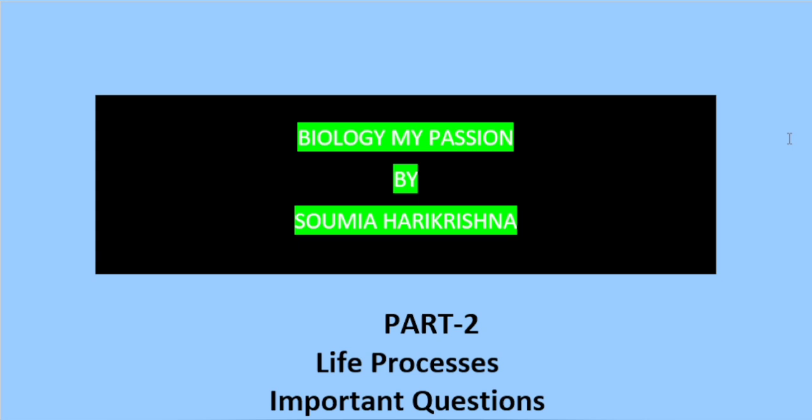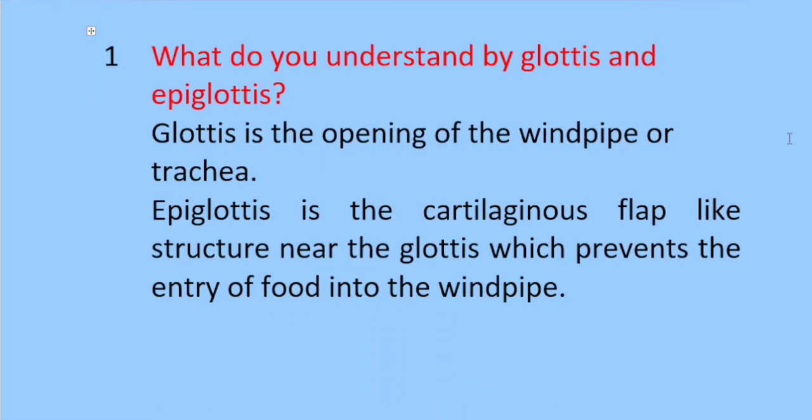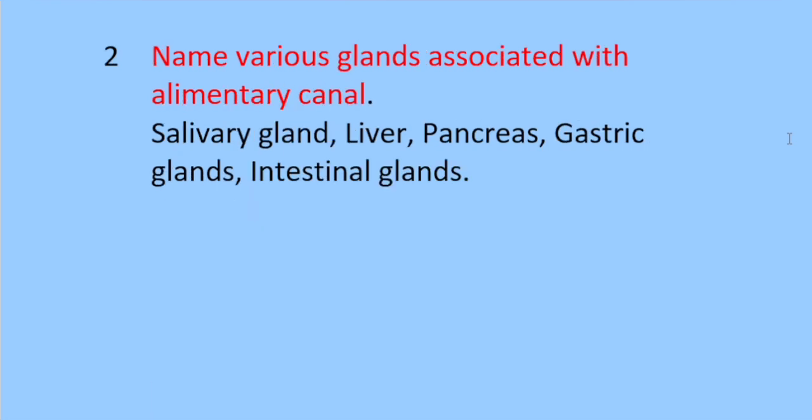So without much ado, let us start part 2, heterotrophic nutrition. What do you understand by glottis and epiglottis? We know that our pharynx goes into the larynx, which opens into the trachea or the windpipe. The opening of the windpipe is called glottis. But there is a chance that the food that we swallow can go into the windpipe. In order to prevent that, there is a cartilaginous flap protecting the entrance of the glottis, that is called the epiglottis.